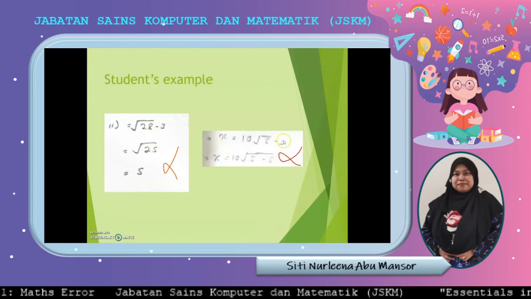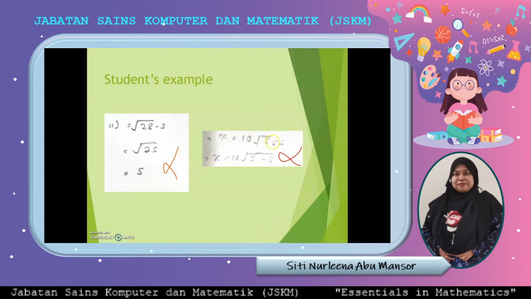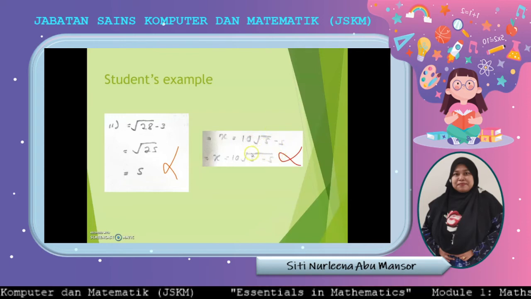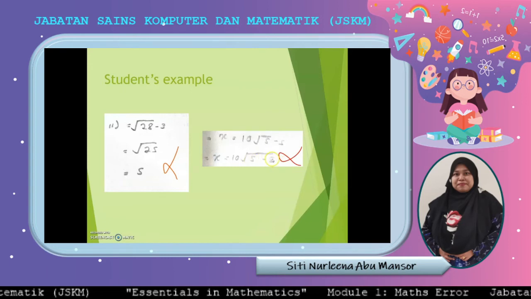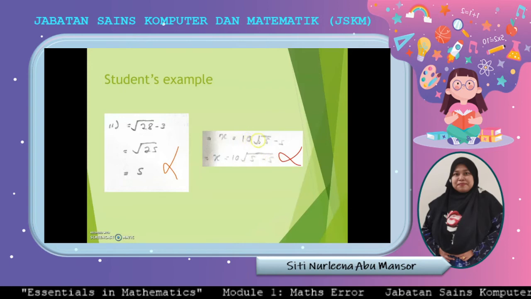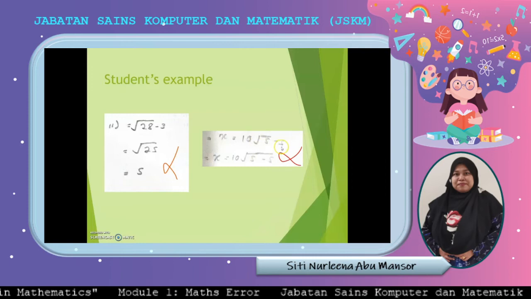And this one also, we have 10 square root of x minus 5. You cannot simply drag the square root and then solve 5 minus 5. This is wrong. You have to solve 10 multiplied by the square root of 5 first, then subtract 5, right?